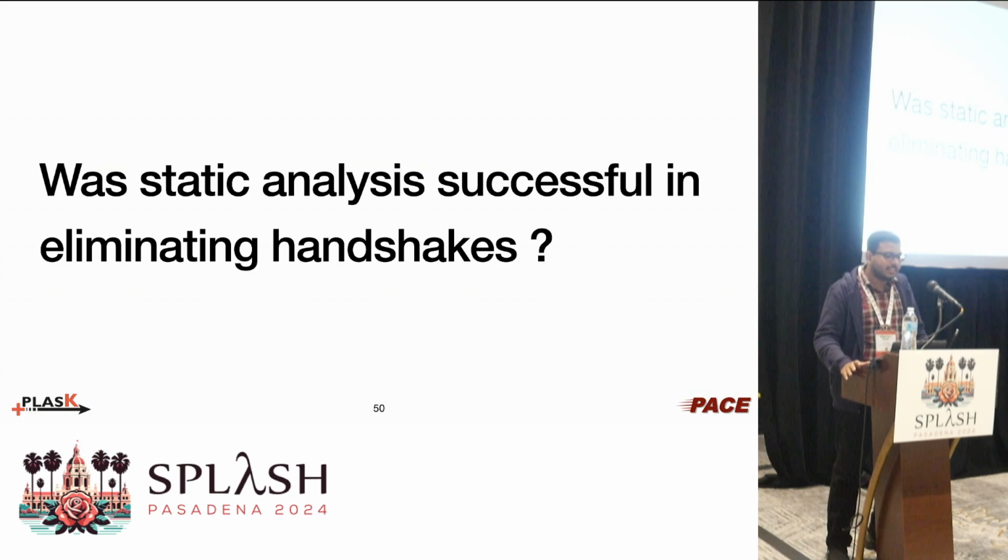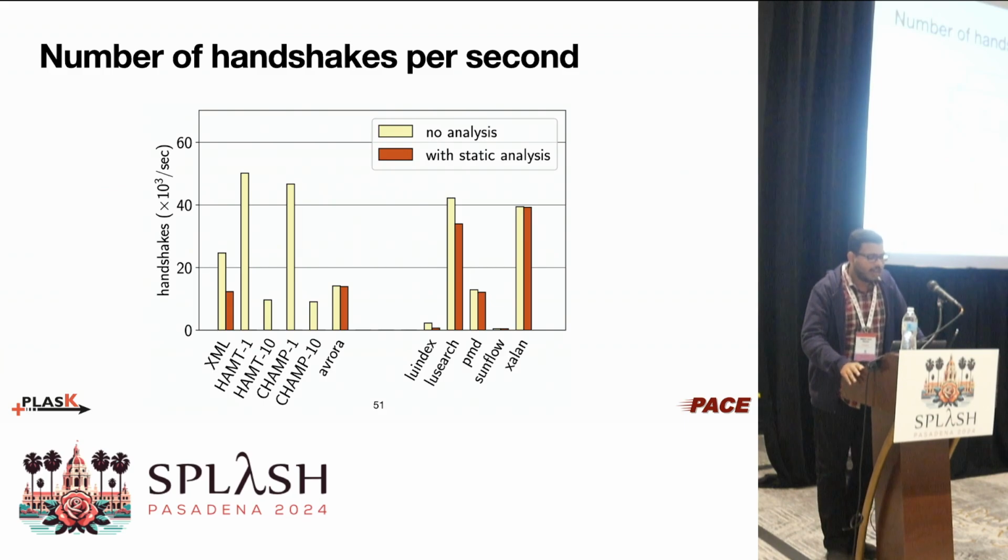So was our static analysis successful in eliminating the handshakes? The answer is yes. As you can see, we have shown here the number of handshakes per second for benchmarks without analysis and with static analysis. As you can see on the x-axis, some benchmarks are missing. This is because we have not added the benchmarks for which the analysis did not terminate within the given amount of time. But for all the other benchmarks where the analysis terminated within time, we can see that many handshakes have been eliminated, especially for HAMT and CHAMP. We were able to eliminate all the handshakes.